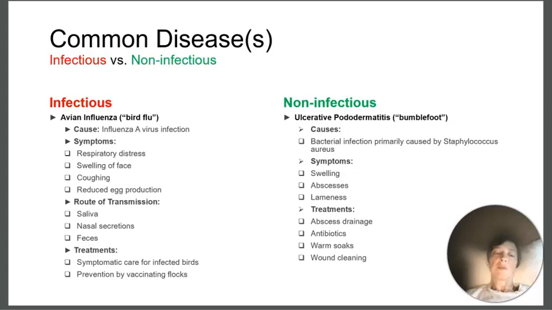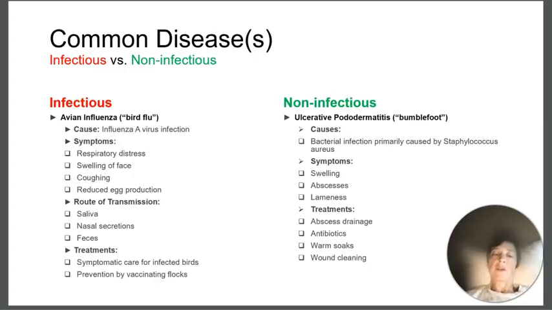Most common disease with poultry, and especially in this scenario with this many birds, is the avian influenza, also known as bird flu. Bird flu is extremely contagious among birds, but it can also be spread to humans. That's what makes it so dangerous. It can be spread among both.